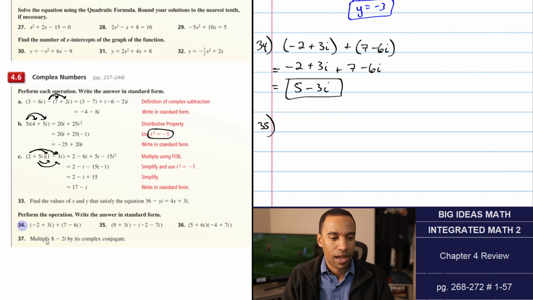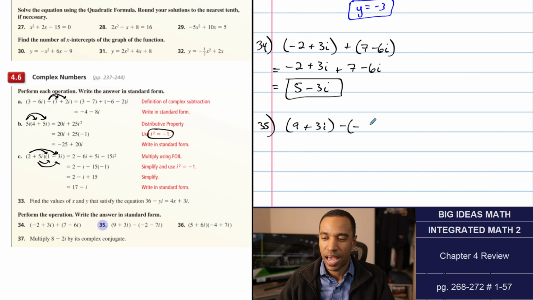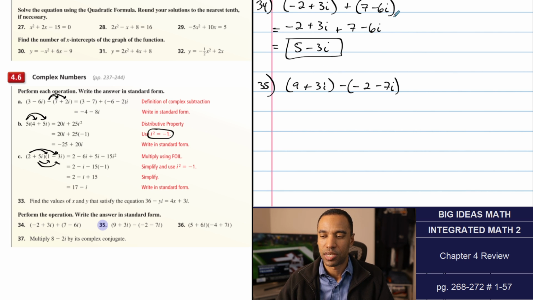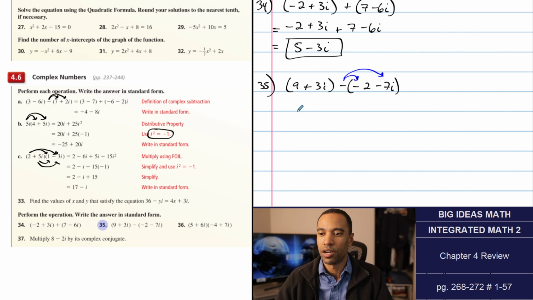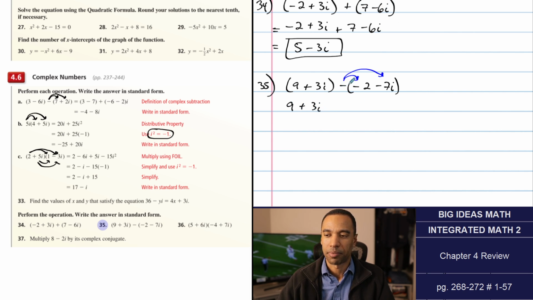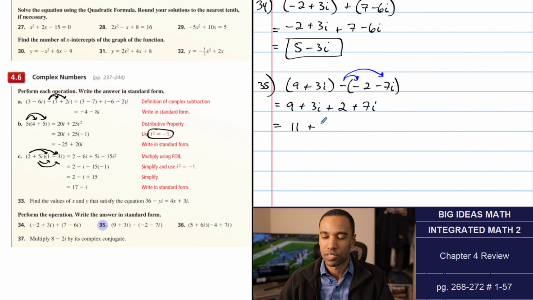Number 35, we have 9 plus 3i minus negative 2 minus 7i. So we did see one in the example set, and we've done this stuff since, I think, section like 2.2, where we have been able to distribute this negative. And that's exactly what we're going to do here. Distributing this negative means signs inside this set will change. Unlike the last one that was addition, kept the signs as they are. Now this time signs will flip. Subtract -2 is +2. Subtract -7i is +7i. But from here, you do what you did last time. Combine like terms, real numbers. 9 + 2 is 11, and 3i plus 7i is 10i.